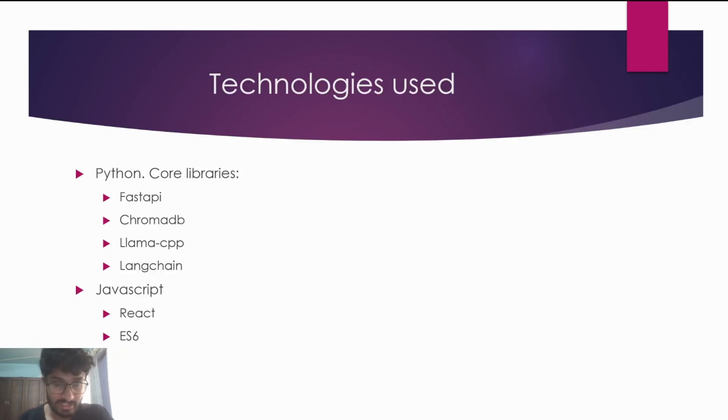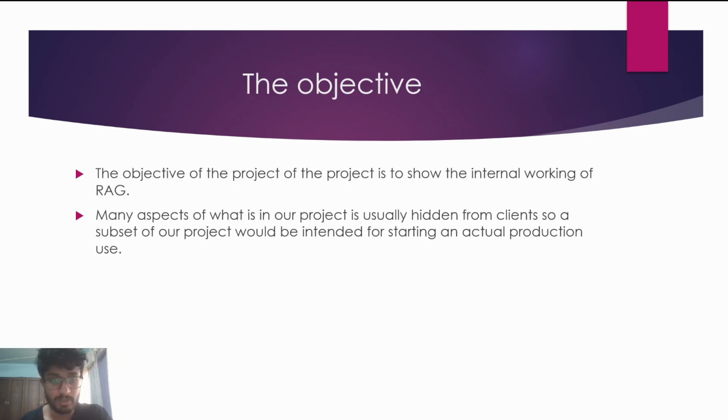Now, the main technologies that have been used were, in the backend, Python: we have used FastAPI, ChromaDB, Llama CPP, and LangChain. For the UI, we use JavaScript with the frameworks React and ES6. Now, the objective of the project is to show the internal working of RAG. Many aspects of what is in our project are usually hidden from clients. So this is mainly for educational purposes. So you would take our project, take a subset of it and work on top of it to create something like a production ready project.